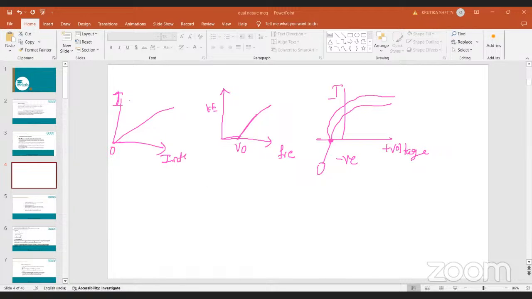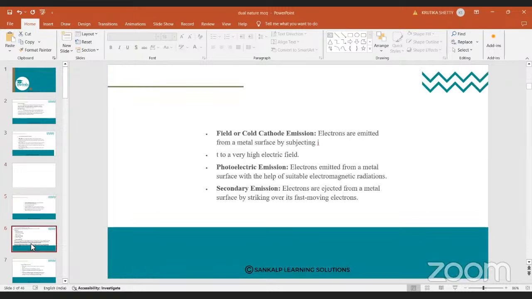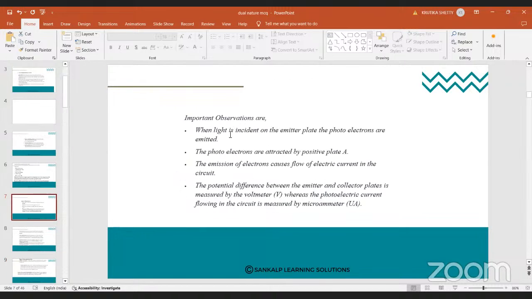Till here we have completed in the last class. I have only briefly reminded you because further points depend on the previous concepts. So next, what are we discussing, students? We have completed the experimental study of the photoelectric effect. Hertz described this phenomenon in 1887. For that he took an evacuated glass tube, a photosensitive plate as cathode, a metal plate as anode, the light source, and a quartz window. So this experiment we have discussed.